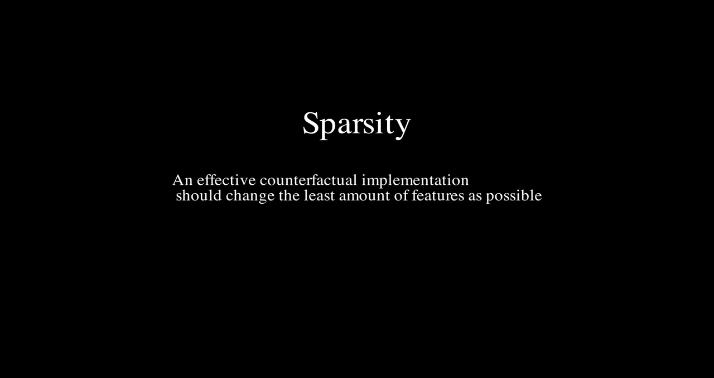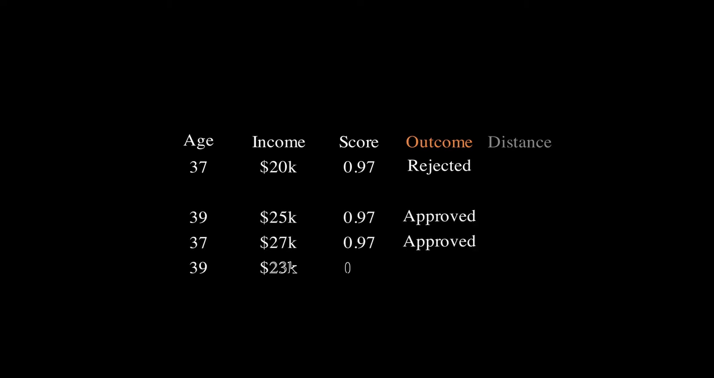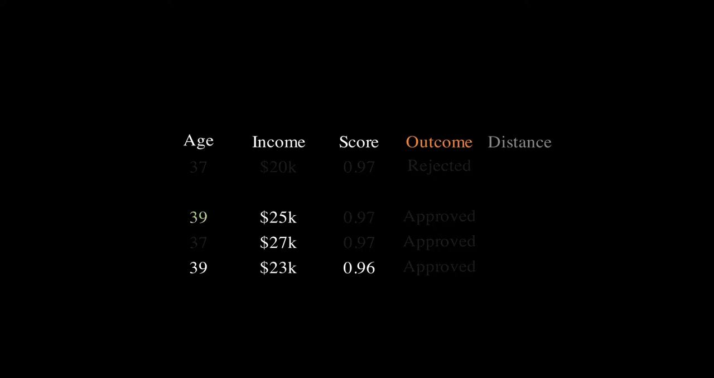We will now look at the sparsity property. Sparsity means that a counterfactual should change the minimum amount of features as possible. Let's look again at the loan approval model and these inputs: age, income, and applicant score. If we look at these hypothetical counterfactuals, we will say that, for example purposes, they all have the same calculated distance. We can see that despite having the same total distance, they do have different number of inputs changed. The sparsity property tells us that, in this case, we should favor the counterfactual which changed the least amount of inputs, which in this case is a single one.